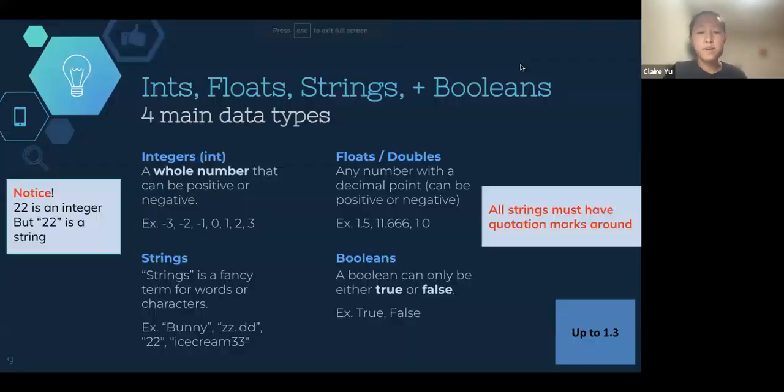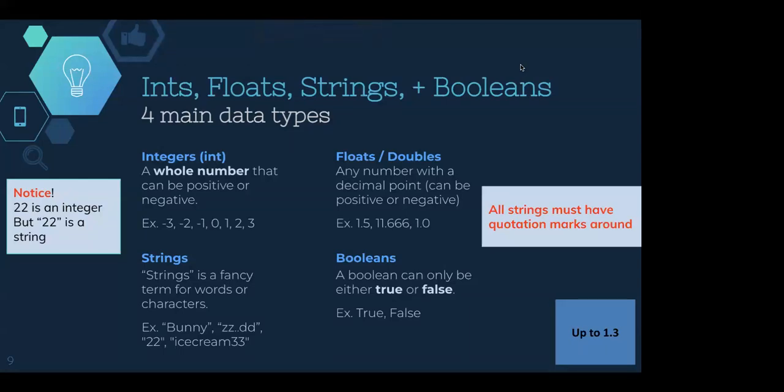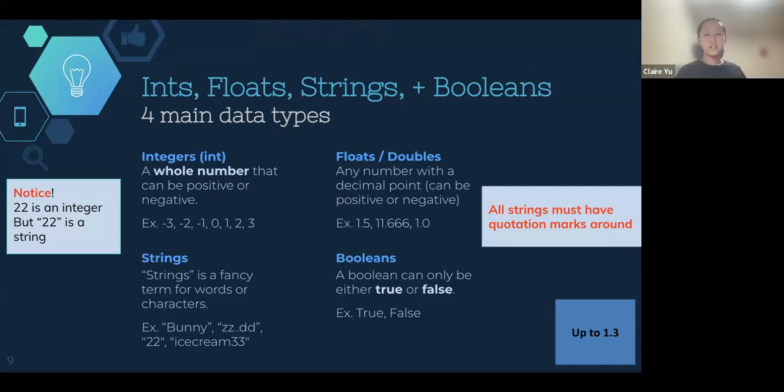And lastly, we have Booleans. Boolean is just a fancy word for true or false. So Boolean is only true and false. There's no other word. Only true or false.